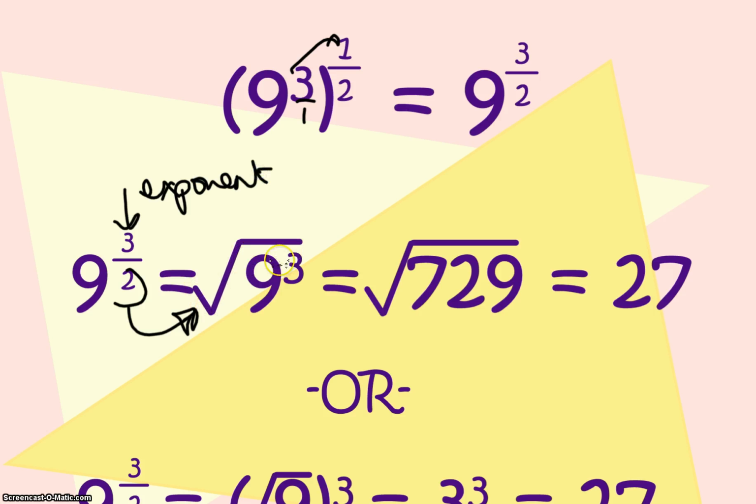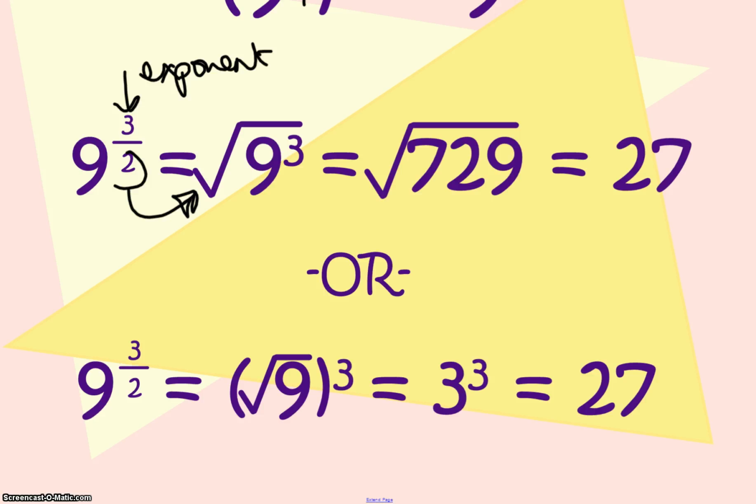So the square root of 9 raised to the 3rd. When you do the math, that means the square root of 729 equals 27. Or you can write it a different way. 9 raised to the 3/2 equals the square root of 9 to the exponent of 3, because that 2 is still your square root, and your 3 becomes your exponent. And that means the square root of 9 would be 3 raised to the 3rd equals 27.